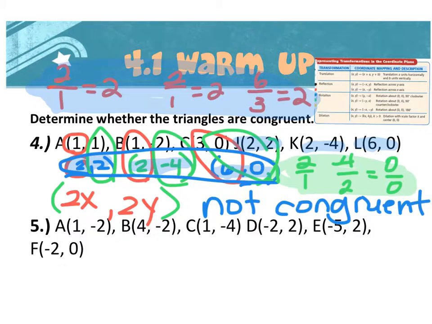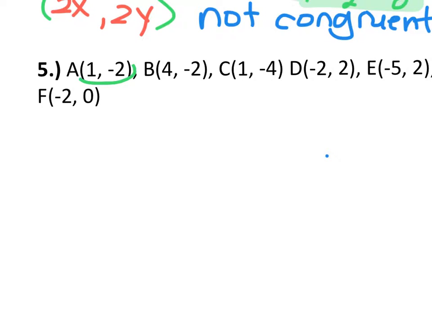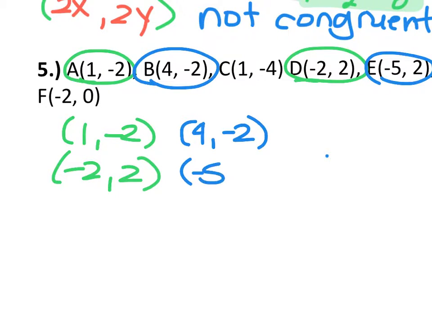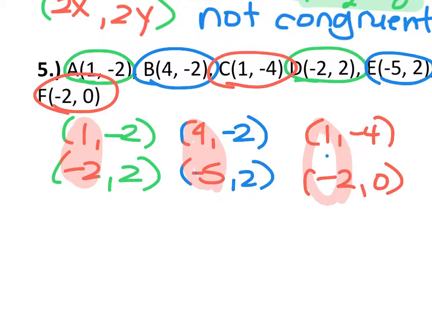Let me do another one. So 5. Okay, A went to D. So -1, -2 went to -2, 2. B went to E. So 4, -2 went to -5, 2. And C went to F. 1, -4 to -2, 0. So look at all of the X coordinates. So this, and this, and this.